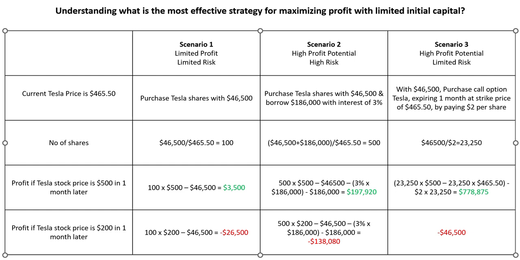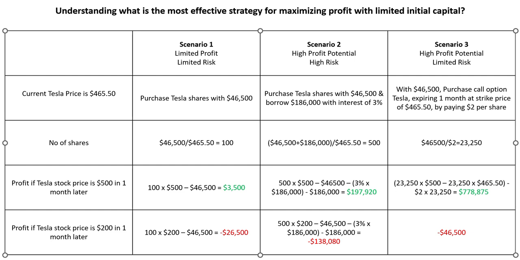Let's use a real life example like Tesla, which is currently trading at $465.50 now. So using scenario one, we purchased Tesla shares with $46,500. The number of shares we could get is 100 shares. Take the initial cash divided by the Tesla stock price. The profit for Tesla after 1 month, if Tesla's price rose to $500, it will be 100 shares times $500 minus $46,500. You get a positive $3,500 into your pocket.